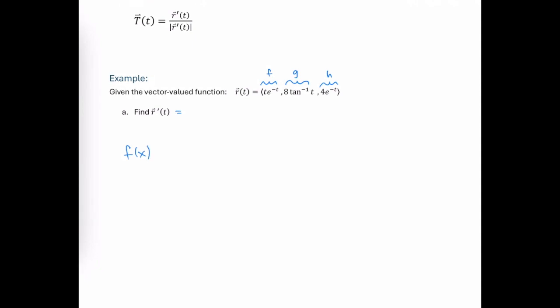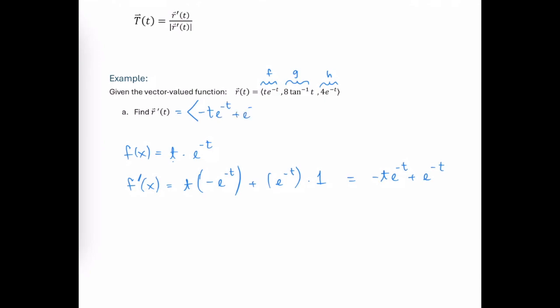So f of t, our first parametric equation, is t times e to the negative t. Its derivative is going to be determined by the product rule. So we'll say the first is t times the derivative of the second, which is minus e to the minus t after applying the chain rule, plus the second, which is e to the minus t, times the derivative of the first, and the derivative of t is just positive 1. So let's clean this up, and we end up with negative t e to the negative t plus e to the negative t as the first component of our derivative vector. So let's go ahead and pop that up here. We'll have negative t e to the negative t plus e to the negative t as that first component.